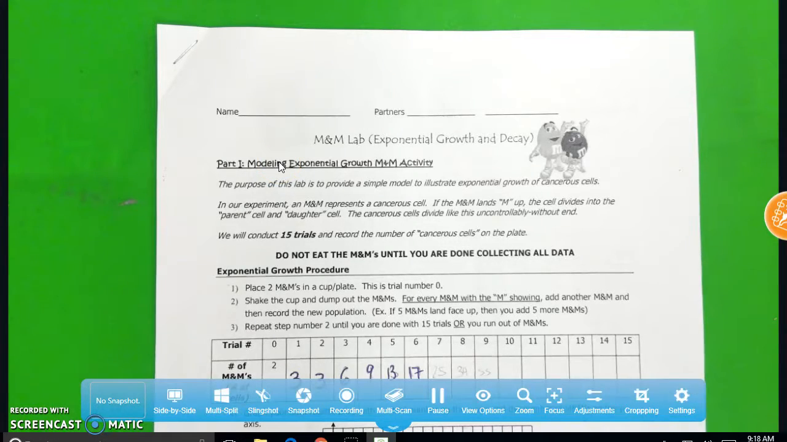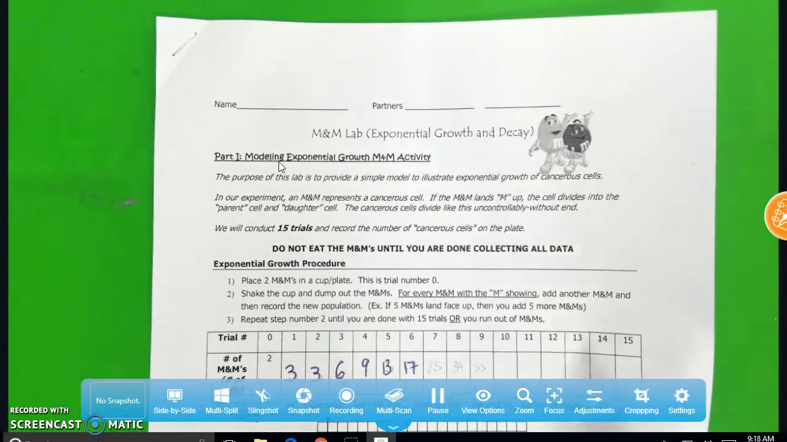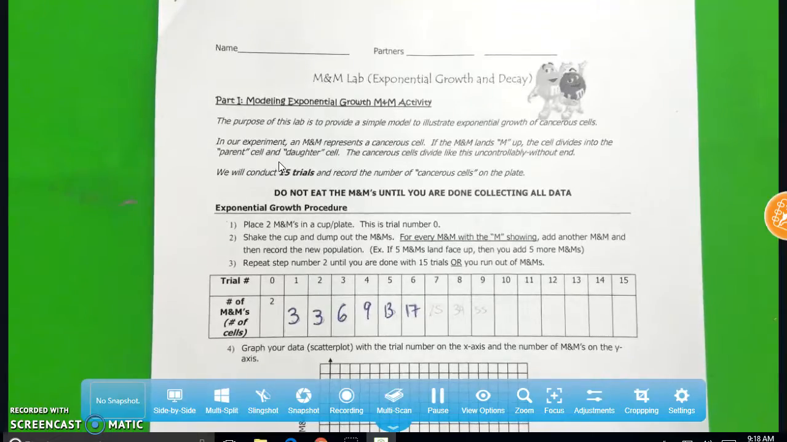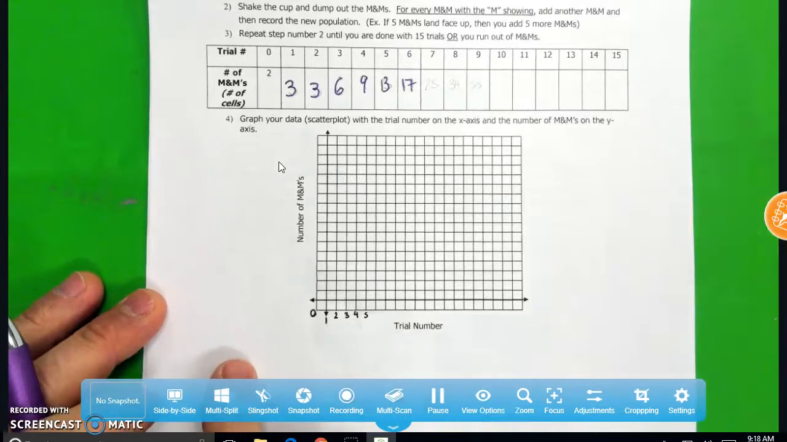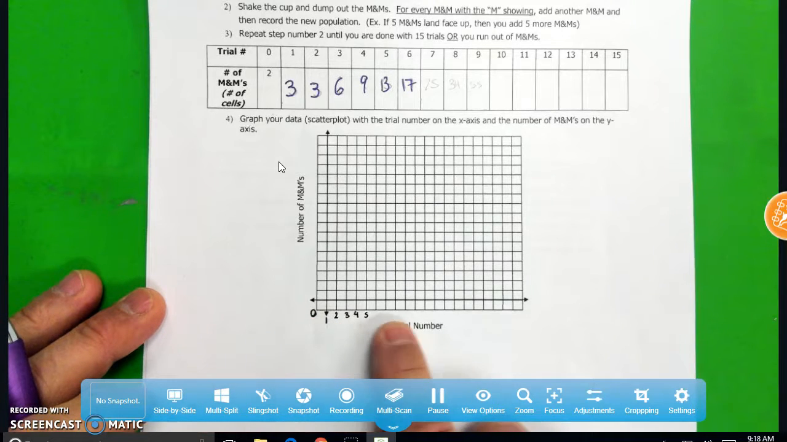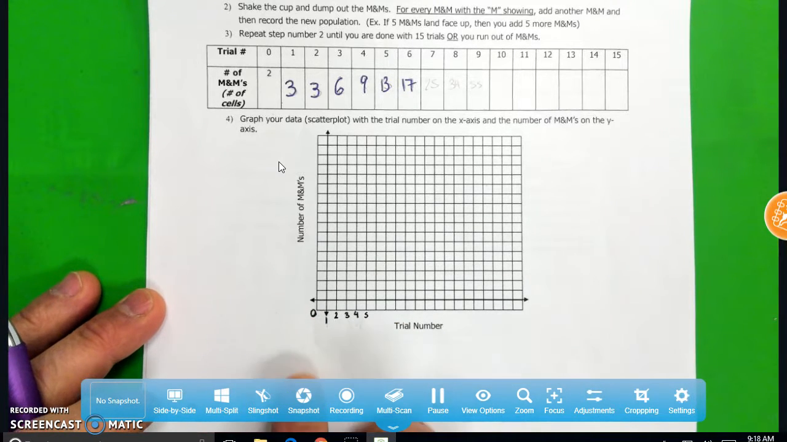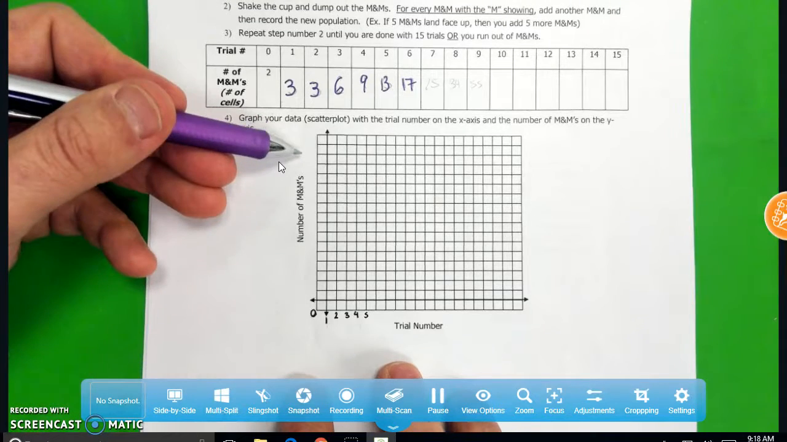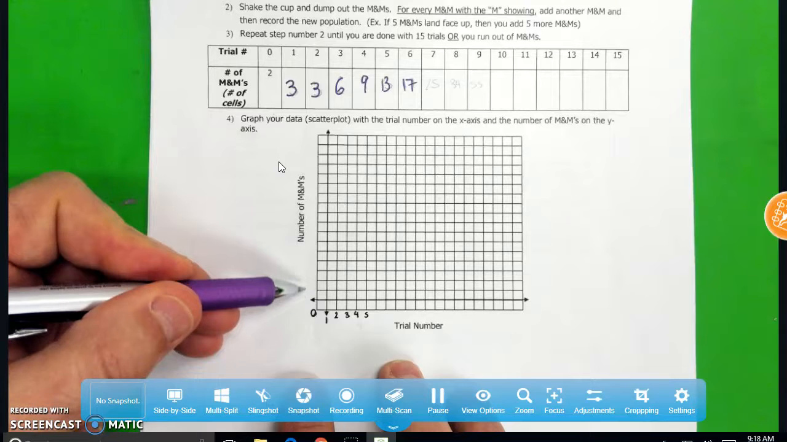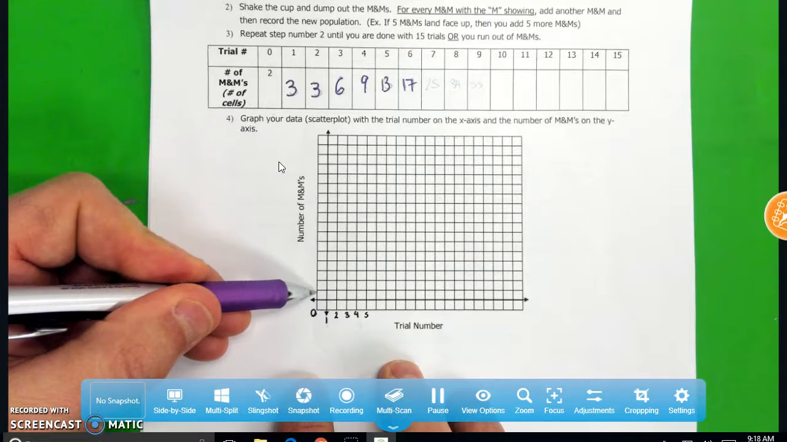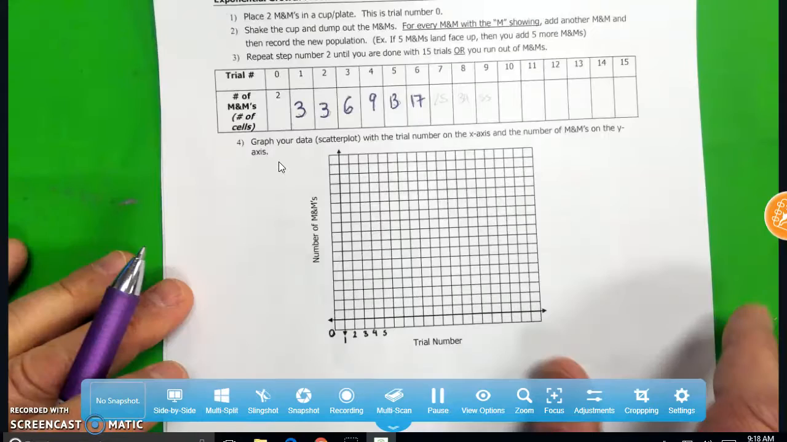All right, we're going to finish the M&M lab today. Yesterday you got your data, you got to eat some candy. Now you need to graph all your data. The trial numbers are going to go along the x-axis, and the number of M&Ms are going to go along the y-axis. For the scale here, anywhere between 5 to 10 M&Ms per line would work.